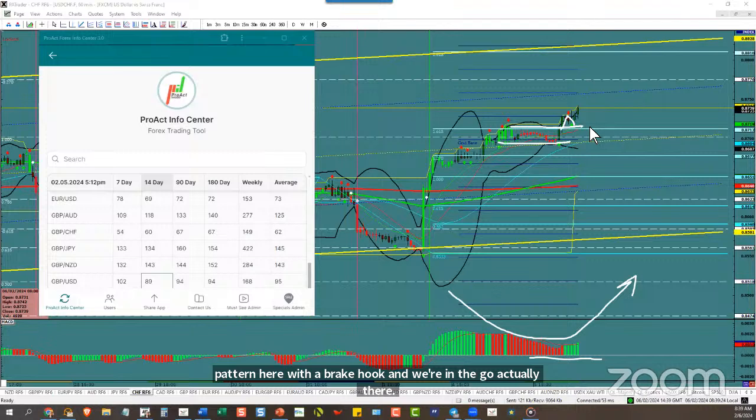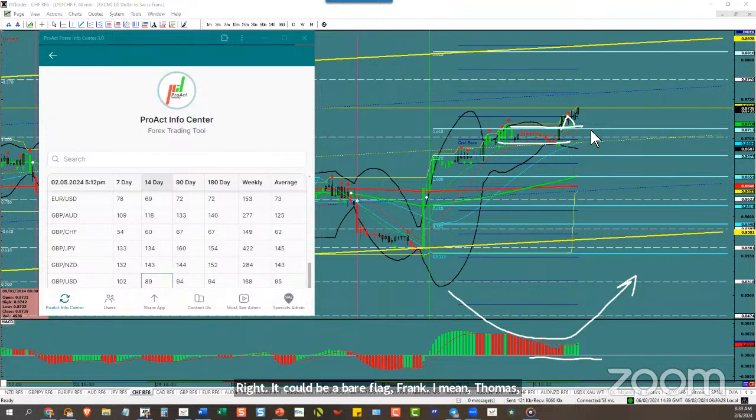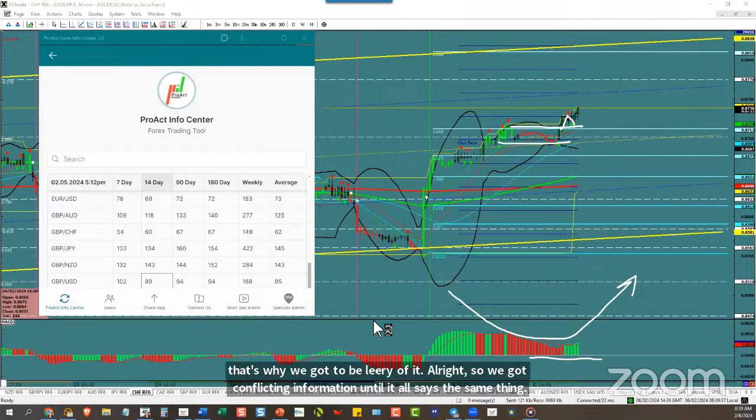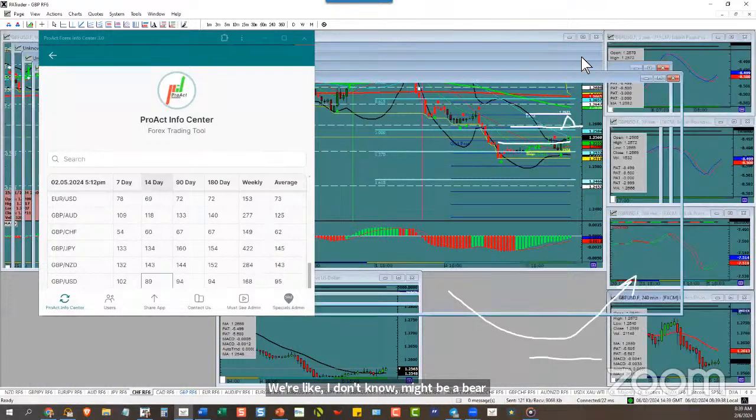It could be a bear flag, Thomas. Yeah, it could be, but the chart says we're going up. So that's why we've got to be leery of it. We've got conflicting information until it all says the same thing. We're like, I don't know, it might be a bear flag. Let me go back to that. So we're talking right here.